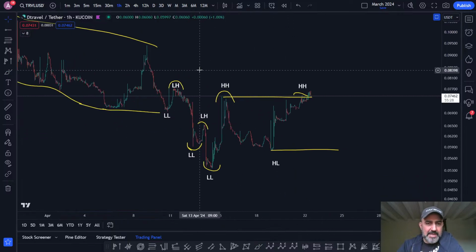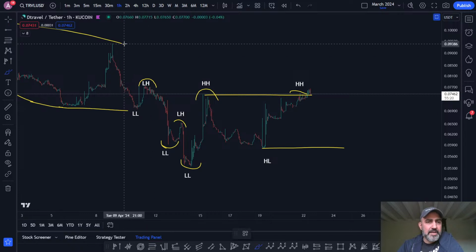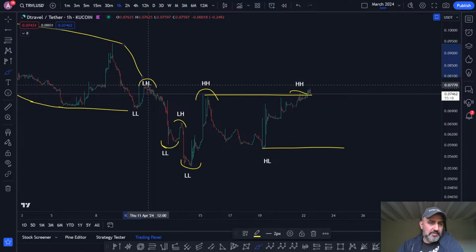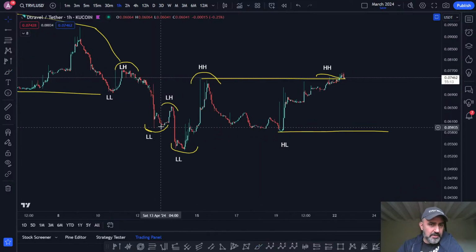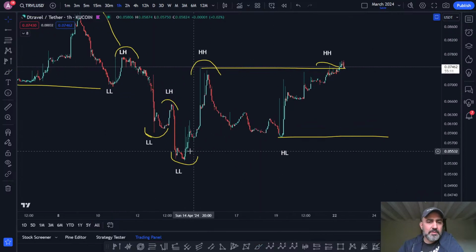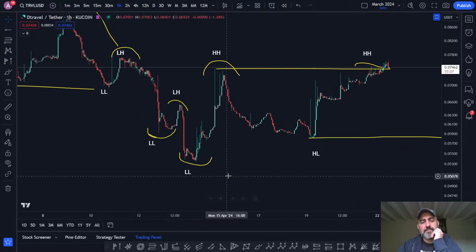Okay, and then after we put in this lower low, we went up to make a lower high, and as soon as we took out this lower low, we put in another lower low. So this went down to there. That was our lower high, and then here we put in a lower high, lower low, lower high, lower low.